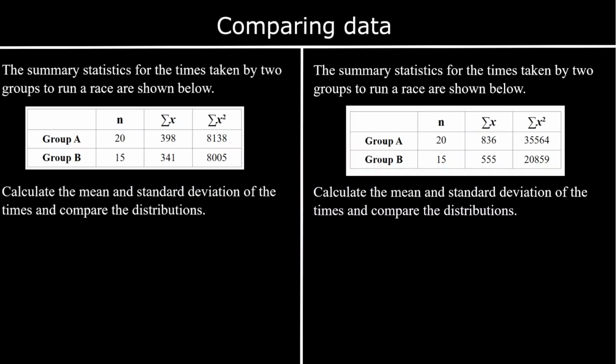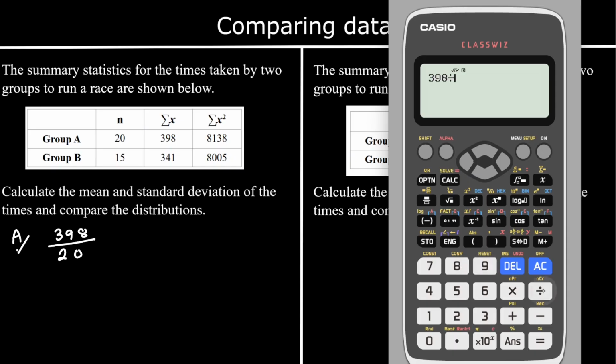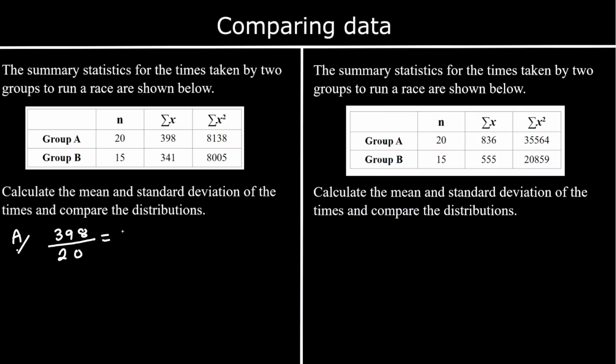This first question, the summary statistics for the times taken by two groups to run a race are shown below. We need to calculate the mean and standard deviation and then compare the distributions. So the mean is all added up divided by how many? So for group A, we have the sum of the x's, so the total is 398. There are 20 people, so the mean is 398 divided by 20, which is 19.9.